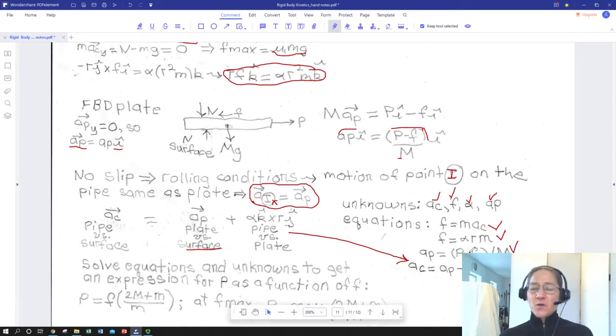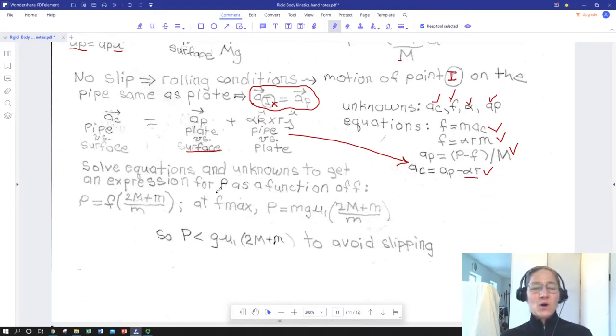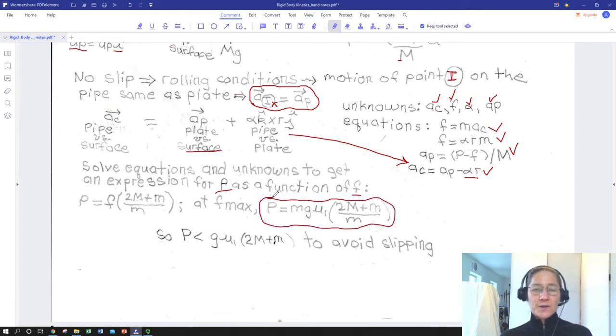So if we solve these four equations and four unknowns, we can end up getting an expression for our pull force. P is a function of the frictional force. So we can get P equals F times 2 times the mass of the plate plus the mass of the pipe, all over the mass of the pipe. And if we include our onset of slip, max static friction of m g mu1, this becomes our maximum applied force to the plate to avoid slipping.